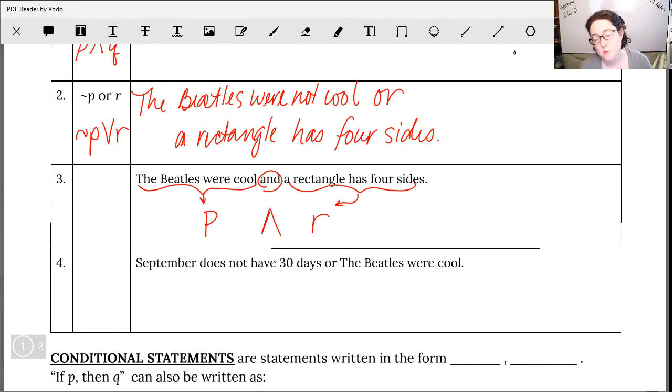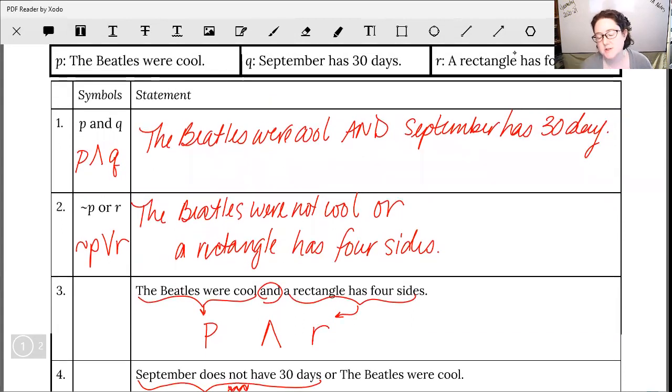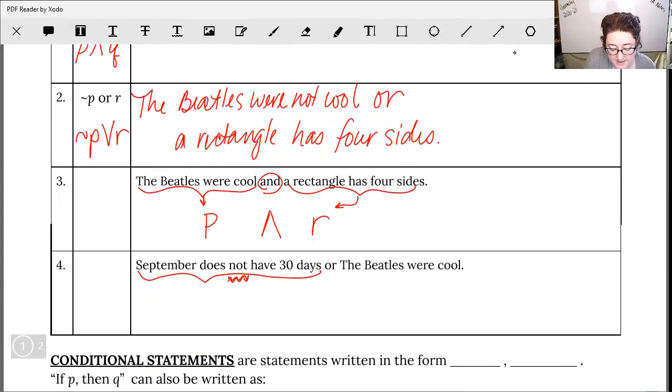So looking at number 4, we have September does not have 30 days. So I have that not statement in there. So I know I'm going to probably have the negation compared to whatever our statement was. And our original statement, if I scroll back up to the top of the chart real quick, September has 30 days. So if our statement is September does not have 30 days, it needs that squiggle. And that was statement Q. Our or, we always use our down arrow. And the Beatles were cool, that was our P statement.